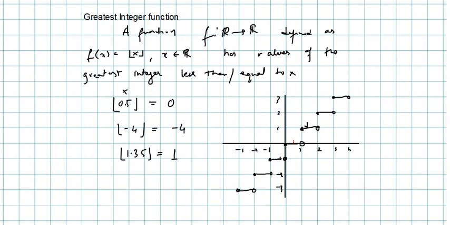If I give you, let's say, minus 2.75, minus 2.75, what do you think will be the greatest integer less than or equal to x? In this case, where is 2.75? This is minus 2. So 2.75 will be somewhere here.